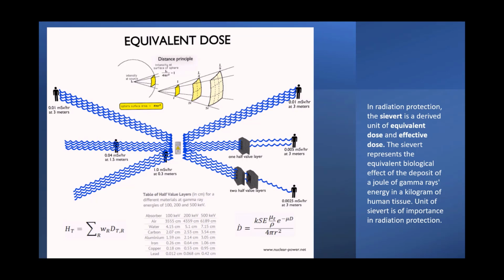The sievert represents the equivalent biological effect of the deposit of 1 joule of gamma X-ray energy in a kilogram of human tissue. The unit of sievert is important because in radiation protection, it is the baseline we use to quantify the measurement of the exposure.